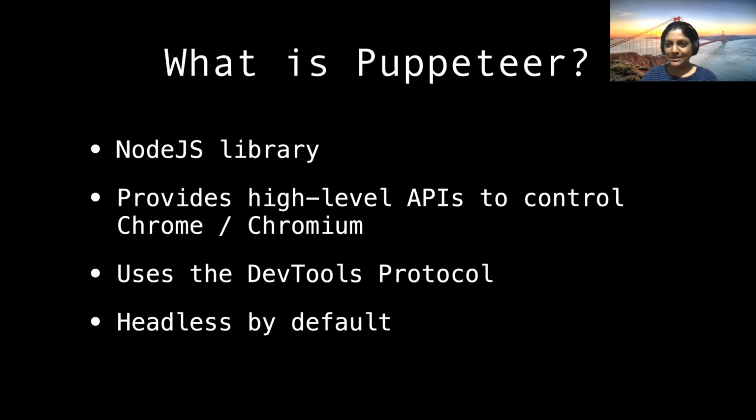Puppeteer is simply a Node.js library, developed at Google. It treats the Chrome or Chromium browser as a puppet, and it provides high-level APIs to control the browser. It uses the DevTools protocol that the Chromium browser has, and it is headless by default. It is used for a bunch of things, which we will look at.